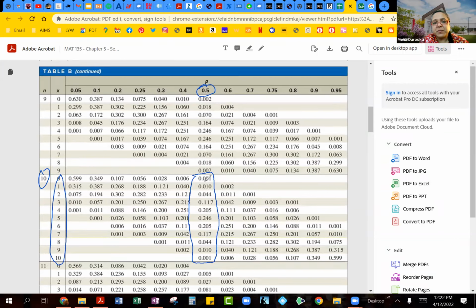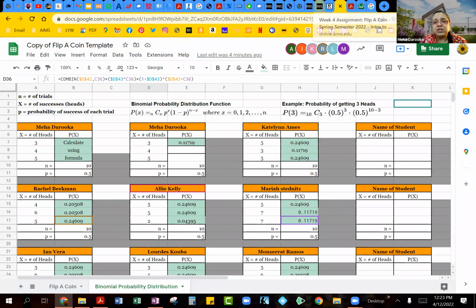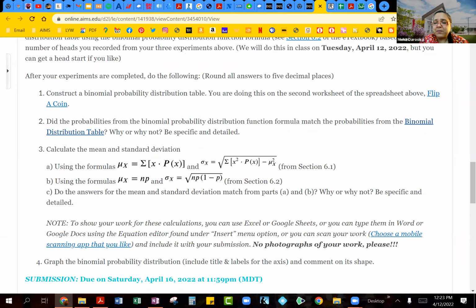So you will, of course, need to make sure, since these are in 3 decimal places, you will be comparing your answer with the 3 decimal places to make sure your numbers match. Because if you have done your calculation correctly, which it looks like you have, those numbers have to match for you. So that's the second part of this.